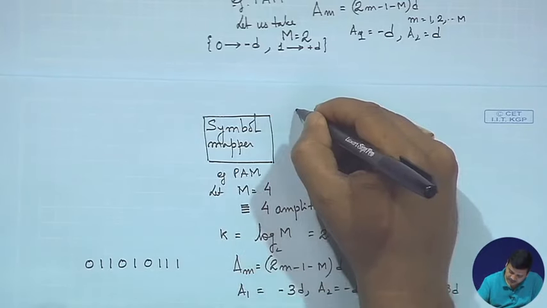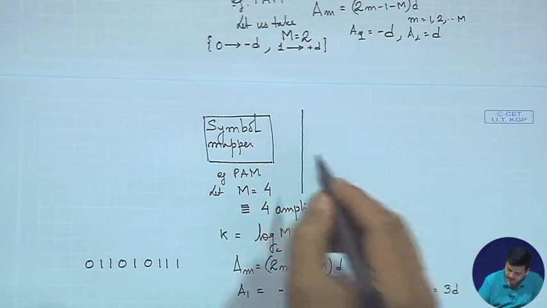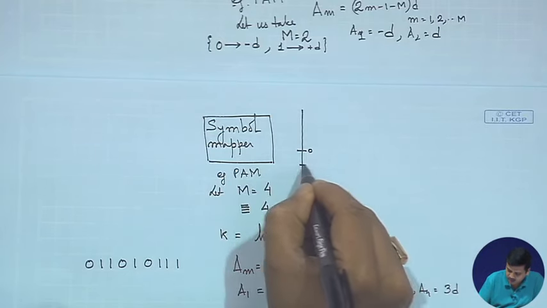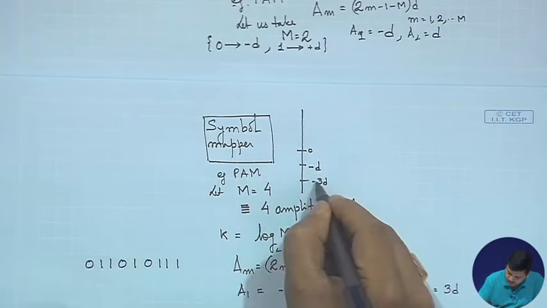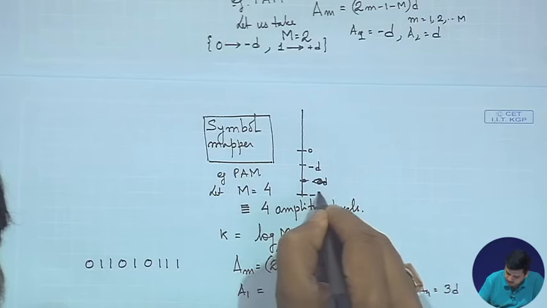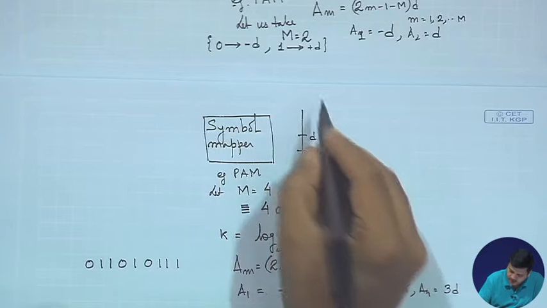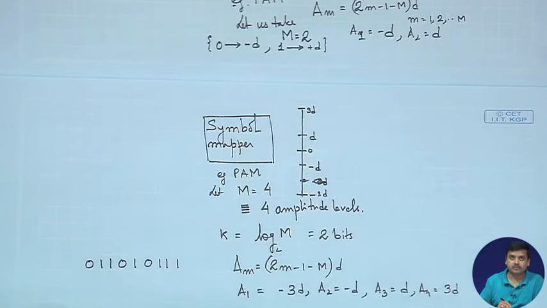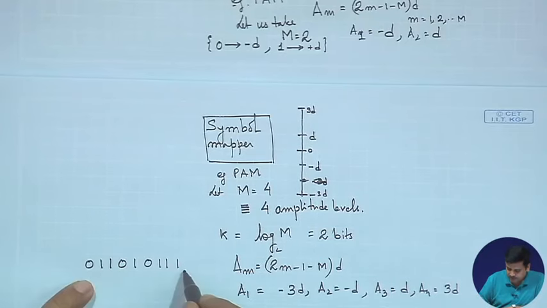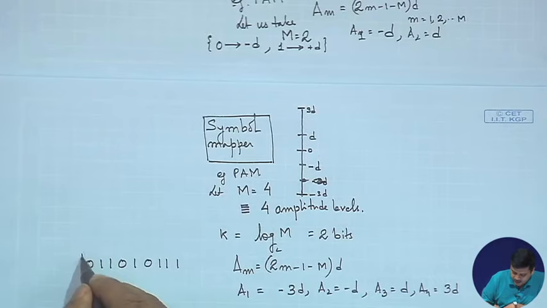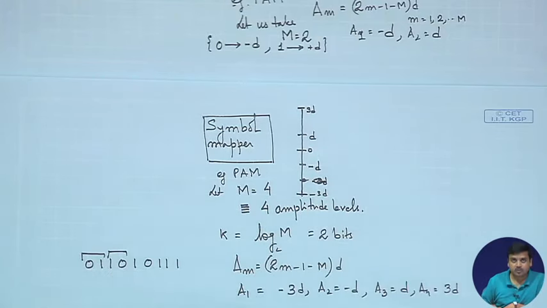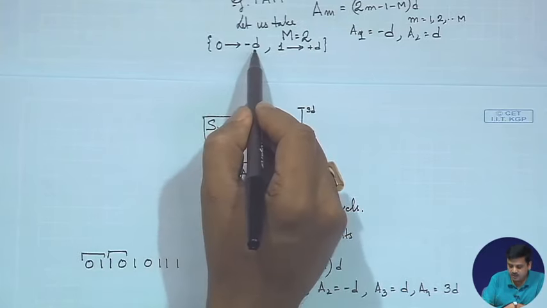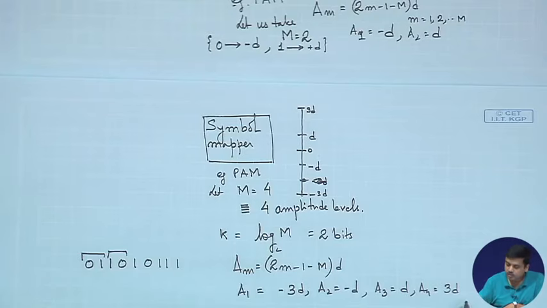That means, we could say that this symbol mapper has levels. If I mark this as 0, this would be minus d, this would be minus 3 d, let us say. So, ideally speaking, this should be minus 3 d, and if this is d, then somewhere here should be 3 d, right. And in that case, this sequence would map to certain levels, like I would take 2 bits. So, these 2 bits have to be used in selecting an amplitude. In the previous case, we have seen 0 would map to minus d, 1 would map to plus d. So, we could find a similar mapping.